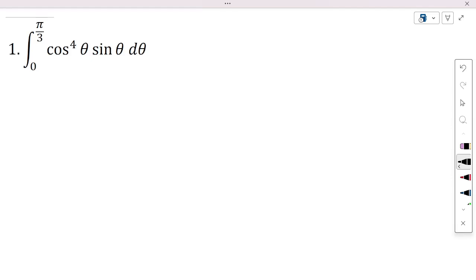So let's look at the integral that we have. We have the integral where the lower limit is 0 and the upper limit is pi over 3, right? Okay, so it's a definite integral. And over here, we have cosine to the power of 4 theta, multiplied by sine theta, with respect to theta. Now, this trigonometric substitution is completely different to the other one that we've done.